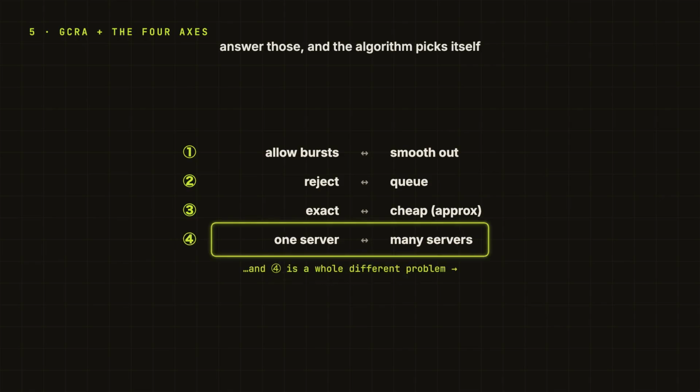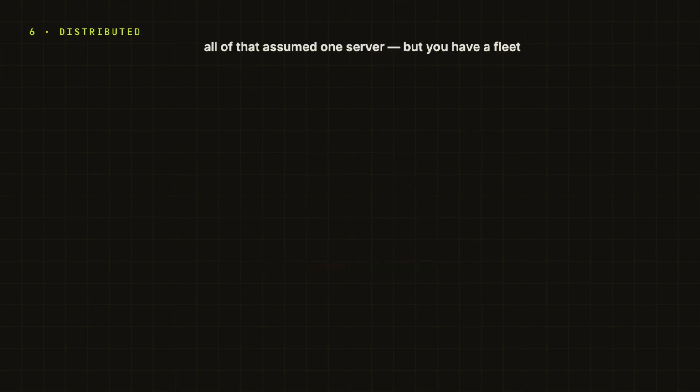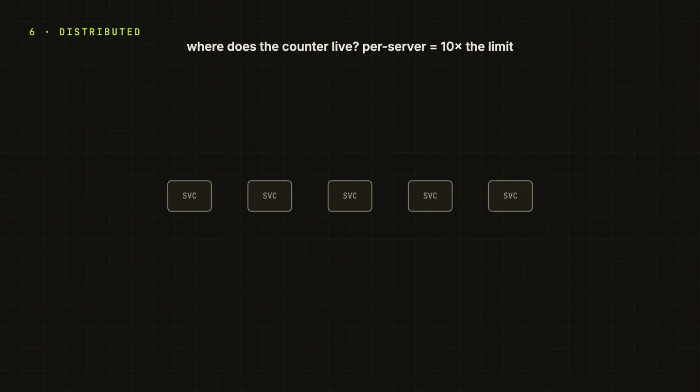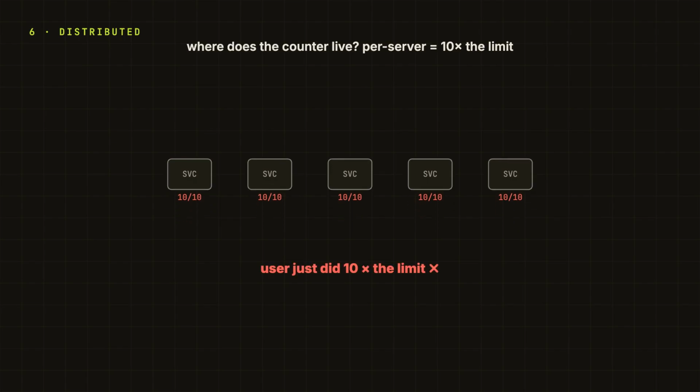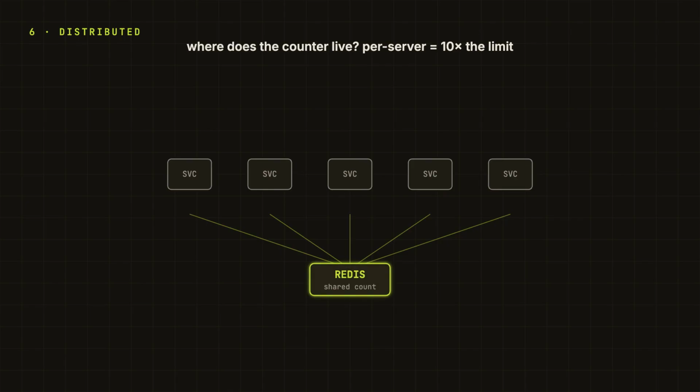And that last question, that's where this stops being about algorithms at all. Everything we just built quietly assumed one counter on one server, but you don't have one server. You have got a whole fleet of them. So now the real question: where does the counter live? If every server keeps its own, then 10 servers means a user can quietly do 10 times the limit. Useless. So the count has to be shared. Say one Redis that all of them talk to.